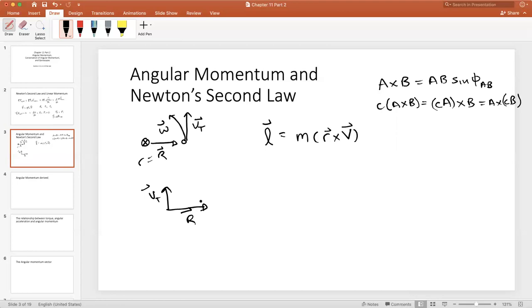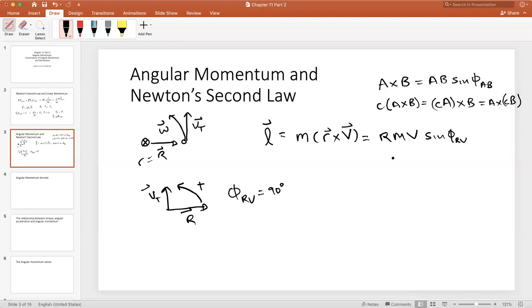If we cross them, we see that we are rotating R to V, which is a positive rotation. Another thing that we could say is that the angle between R and V is 90 degrees, which is positive. So this becomes, I'm going to write this as R M V sine of the angle between R and V. Let me write it that way.